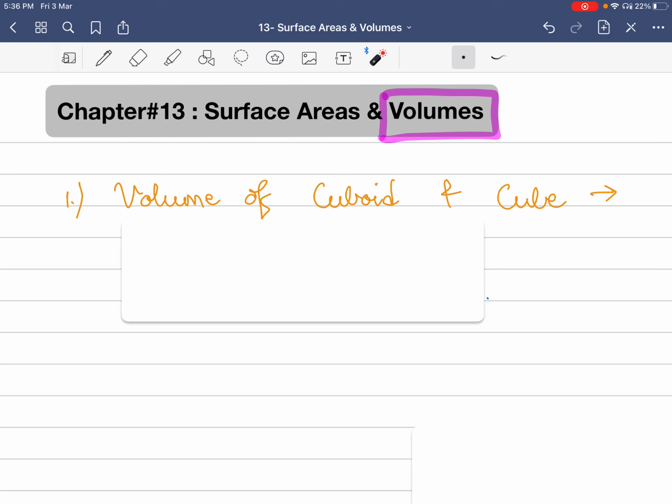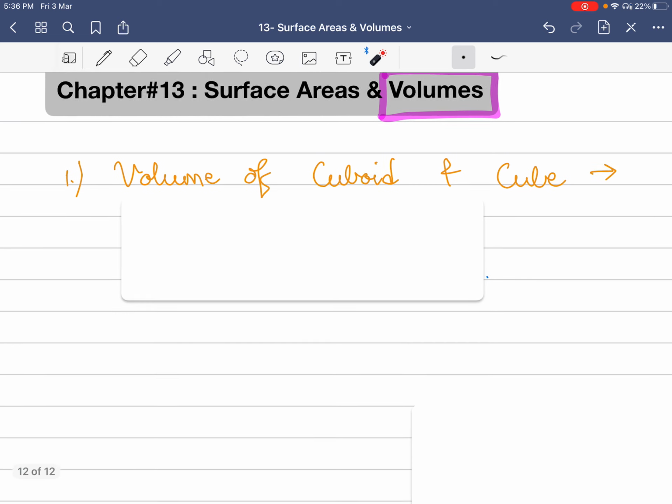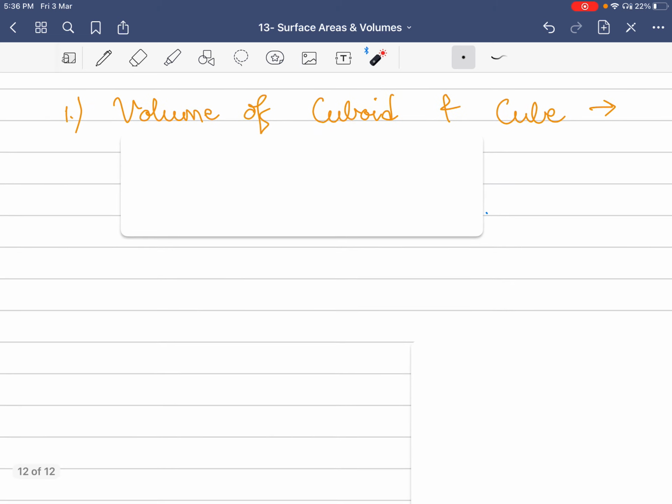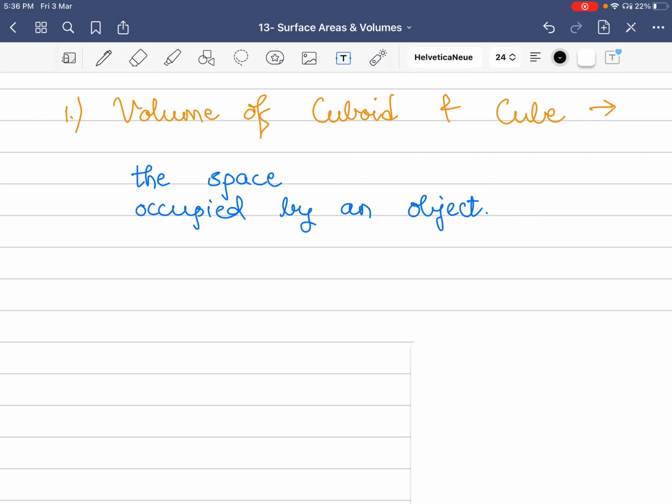Now, from this section of the chapter, we are going to see the volumes of all these three-dimensional figures. So we are going to start with volume of cuboid and cube. Before we move on to the actual three-dimensional figures and start calculating the formulas for their volumes, let us quickly see what exactly this word volume means. So here is a short and quick definition of volume.